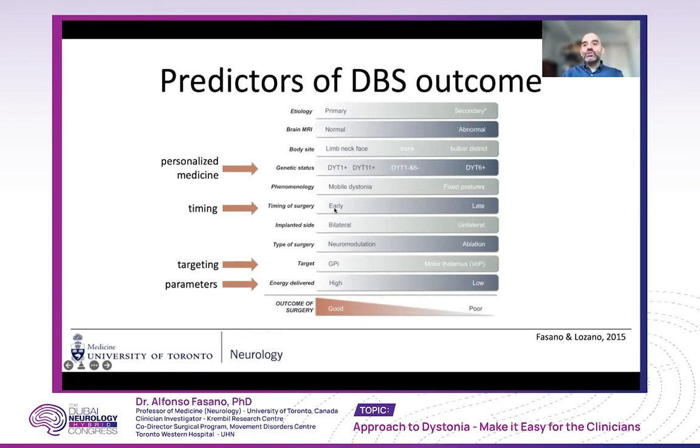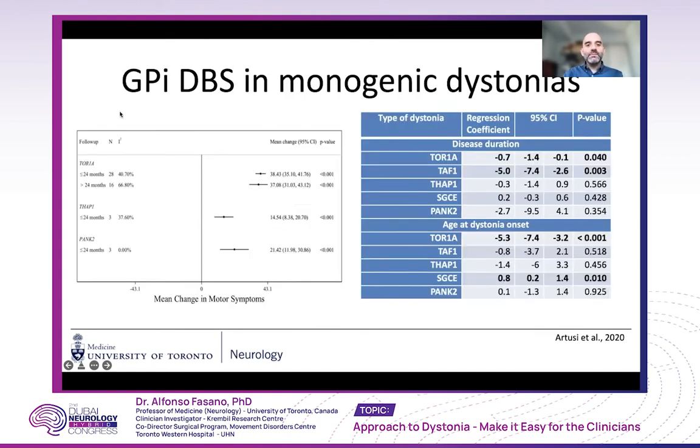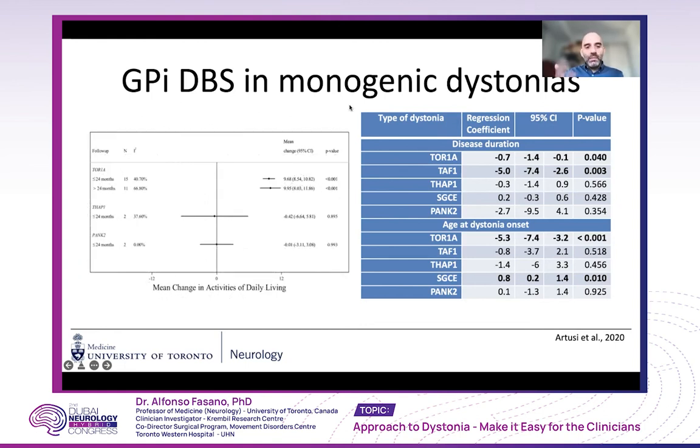We now know that if you do surgery earlier, you do better because there are no deformities like you saw in the DRD patients before. We know the GPI is the target of choice, and we know that the higher the stimulation, the better it is. We've done a systematic review of DBS cases, and we've shown that TOR1A, TAP1, PANK2, which is the NBIA genes that I mentioned, they all respond to deep brain stimulation. And the earlier the disease duration, the better it is. Disability is not necessarily improving in all of them. The greatest response in terms of disability is certainly coming from the DYT-TOR1A patients.